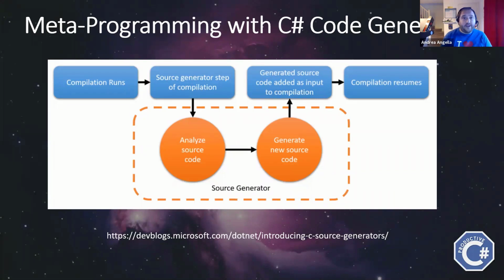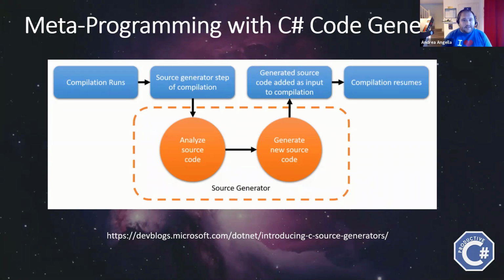You reference code generators using NuGet as you would normally do. You create them as libraries, and you publish them on NuGet. They work fairly similar to Roslyn analyzers, but the goal is not to produce any kind of diagnostic. The goal is to generate C# source code at compile time. So this diagram kind of explains how they work.